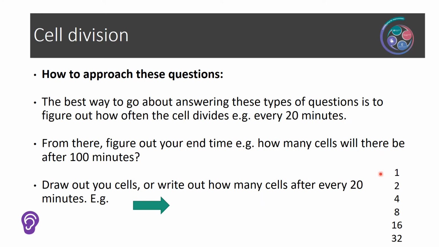So for example, we have got our first one here at 0 minutes, and we're going to try and figure out this example. So every 20 minutes it divides, and we need to see how many after 100 minutes. So at 0, we've got 1. 20 minutes later, we've got 2 divided. After 40 minutes, we've got 4 cells. 1 hour, we've got 8 cells. 1 hour 20, we've got 16. And then 1 hour 40, which is just an hour plus 40 minutes, so 100 minutes, gives us 32.